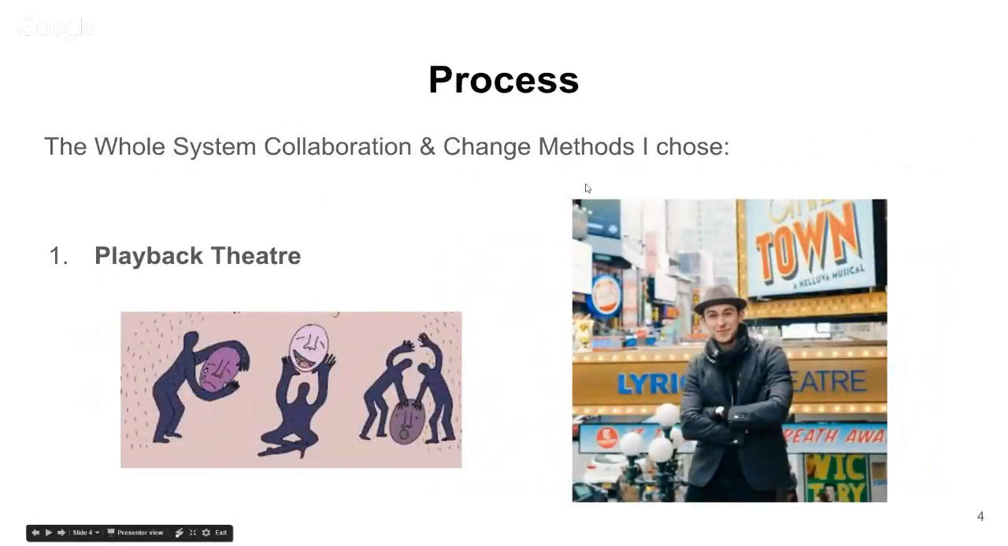The process. The 3 whole system collaboration and change methods I chose were: number 1, playback theater. My stepson is a Broadway actor, and since I've known him, I've learned a lot about the arts and how powerful they can be. I had never heard of playback theater up until this point, but after learning about it, I think it's a wonderful way for people to become engaged and have a closer relationship and a better understanding of each other in a unique setting.